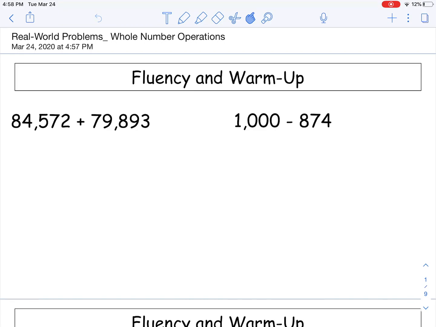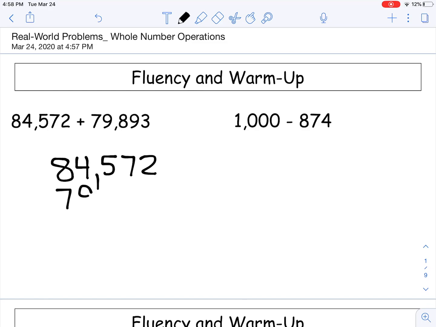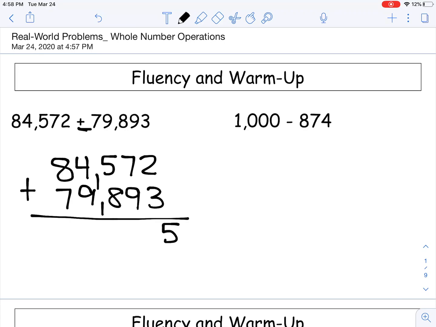Today we're going to be looking at whole number operations and real-world problems with whole numbers. So again, when we're adding, we want to make sure that we line them up nice and neatly. Check our sign. So then we're going to add from right to left. 3 plus 2 is 5. 9 plus 7 is 16. Carry that 1. 8 plus 5 is 13. Plus 1 is 14.